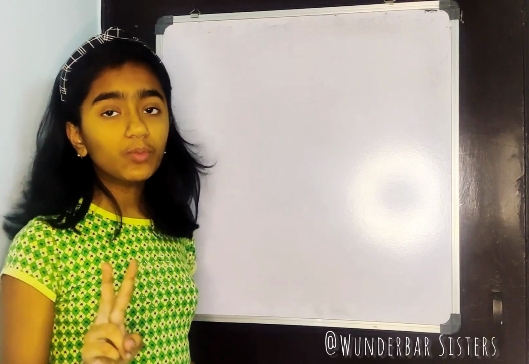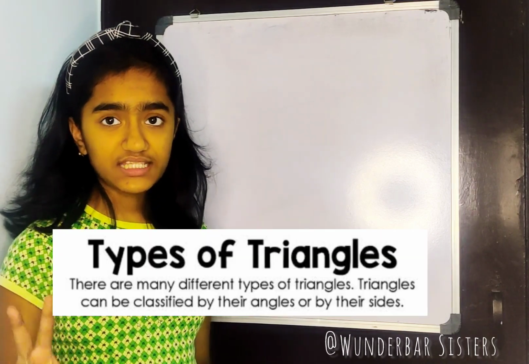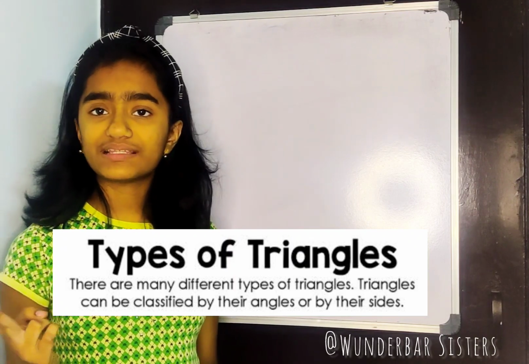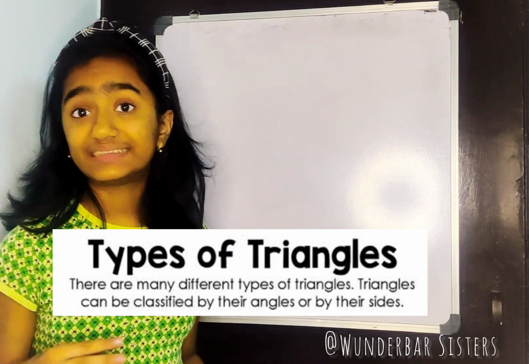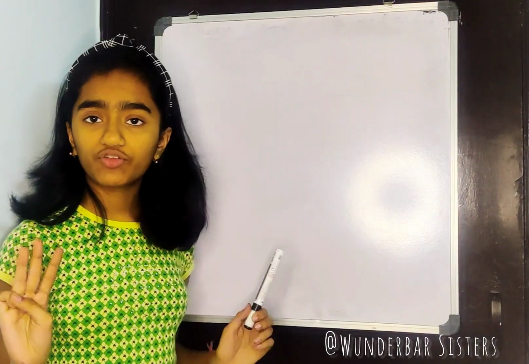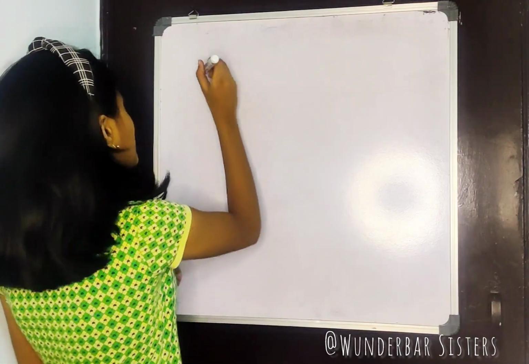There are a total of 6 different types of triangles. There are 2 main classifications of triangles: first, on the basis of their angles, and second, on the basis of their size, the length of their sides. I would first like to tell you about the triangles on the basis of their sides. There are 3 different types of triangles on the basis of their sides.